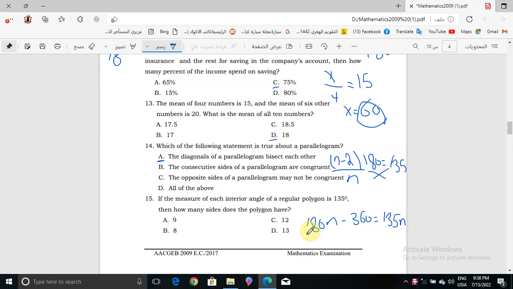Then what we will do here, 180n minus 135n, because we will shift it, so it will be 45n, right? 45n is equal to 360. Then divide both sides by 45. Then you'll get what? Here by 1 and here by 8. So that means n is equal to 8. Choice B is the correct answer.